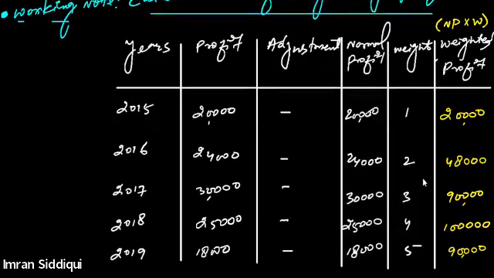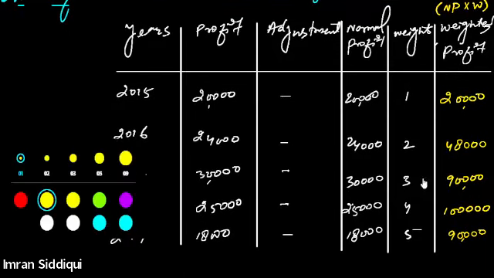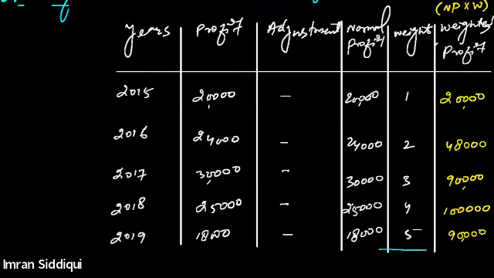Right, everyone, is this clear? All right. Now just tell me the total weighted profit and the total value of the weight. Total weight will be 1 plus 2 plus 3 plus 4 plus 5. That means 5 plus 4, 9, 9 plus 3, 12 plus 2, 14, and 15 will be the total weight. And the total weighted profit will be, let me calculate this on the calculator, 3,48,000. Right, everyone? 3,48,000 will be the weighted profit.